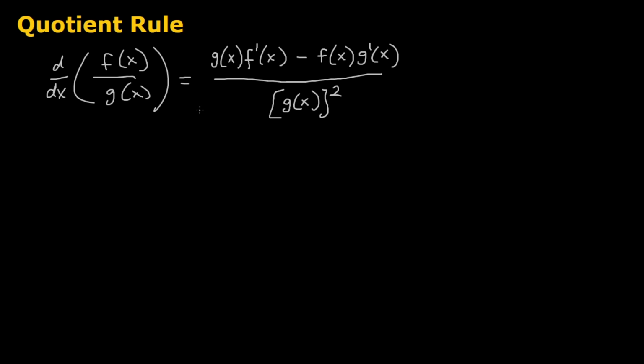So here, the quotient rule is low d high minus high d low all over low squared. So f of x is our high, and then g of x is our low. So we have low times d high minus high d low. And then this is all over low squared, which is g of x squared.